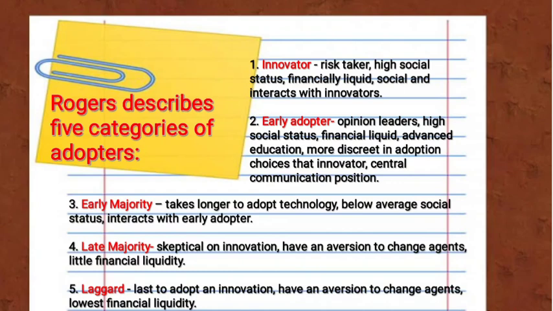And lastly, we have what we call the laggard. Who are these laggards? They are the group of people who are the last to adopt the innovation, and they have an aversion to change agents, just like the late majority. And while the late majority has little financial liquidity, the laggard has the lowest financial liquidity. So, they cannot afford a particular product due to their lowest financial liquidity. And take note again, when we say demand, you cannot demand a product if you don't have the buying power. Okay, so the laggard has a rather low buying power, and that's the reason why they are the last to adopt an innovation.